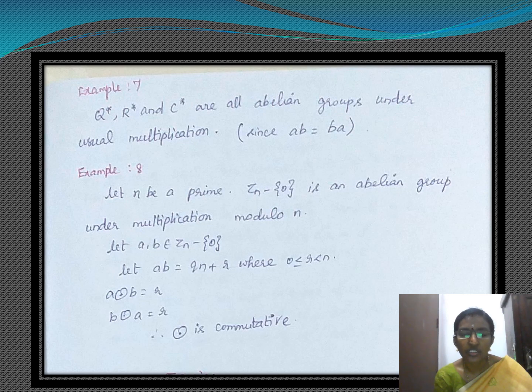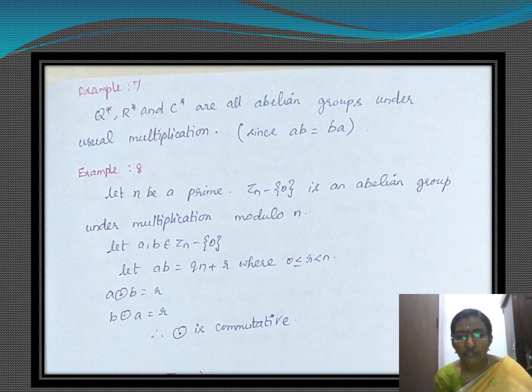Example number 8. Let n be a prime. Zn minus singleton 0 is an abelian group under multiplication modulo n. Let A, B belong to Zn minus singleton 0. Then AB equals Qn plus R, where 0 is less than or equal to R, less than n. From this definition, we know that A dot circle B is equal to R.